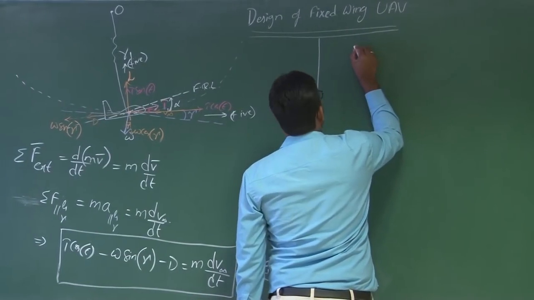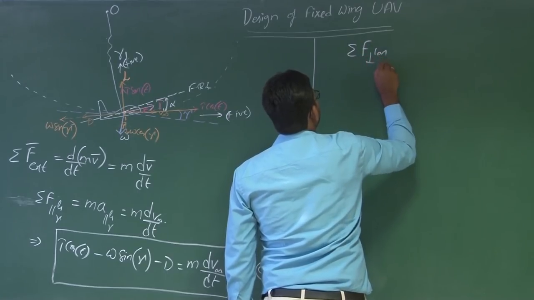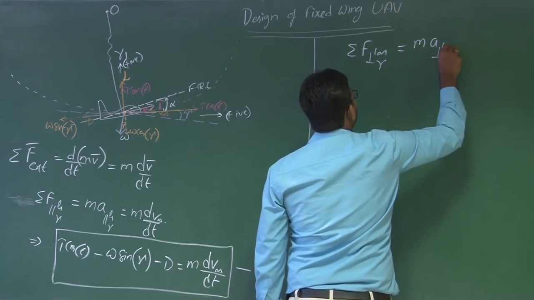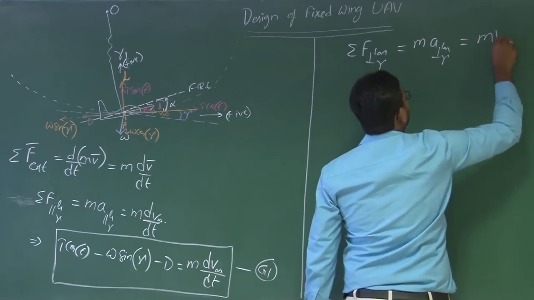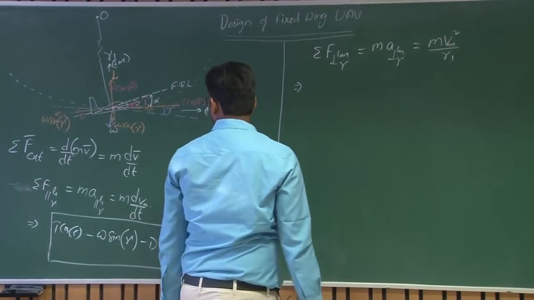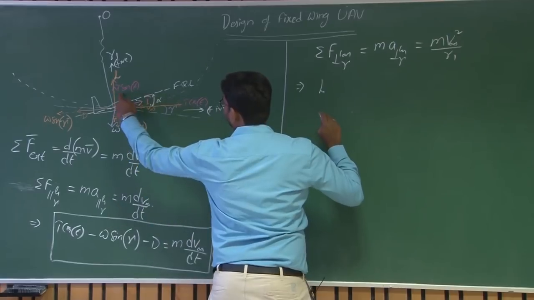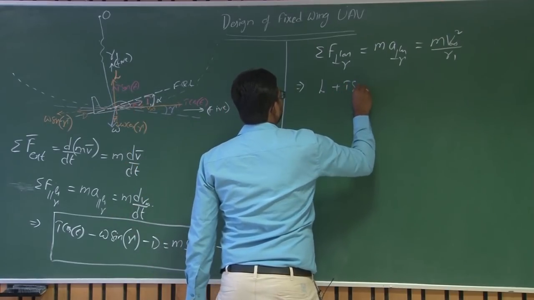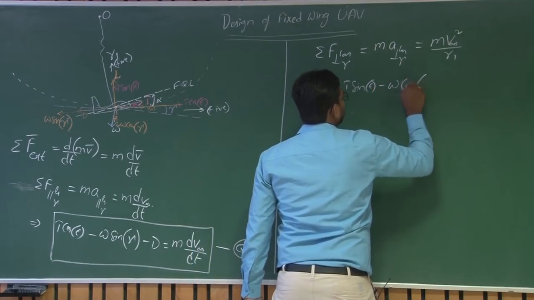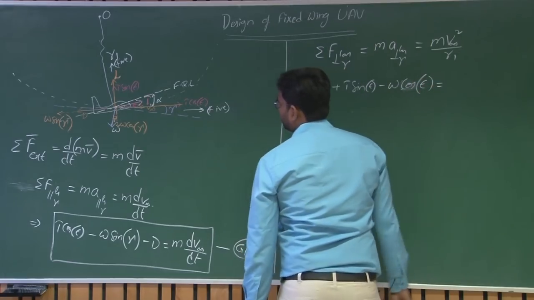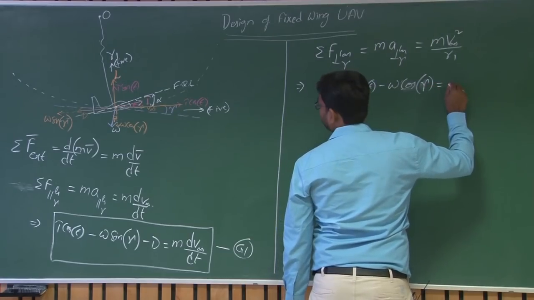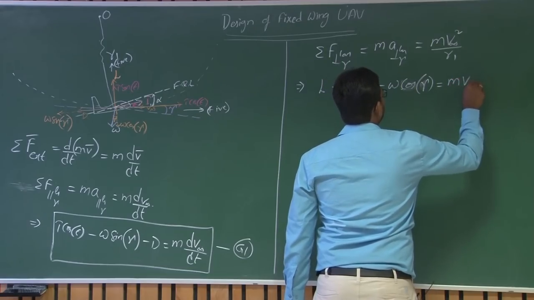And what we have is the forces acting perpendicular to the flight path, which equal mass into acceleration perpendicular to the flight path. That is equal to m V infinity squared by r1. This implies the total forces acting perpendicular to the flight path are L and the component of thrust, minus the weight, which contributes along the negative axis of this lift, W cos gamma, sorry, please correct it, this is cos gamma, is equal to m V squared by r.